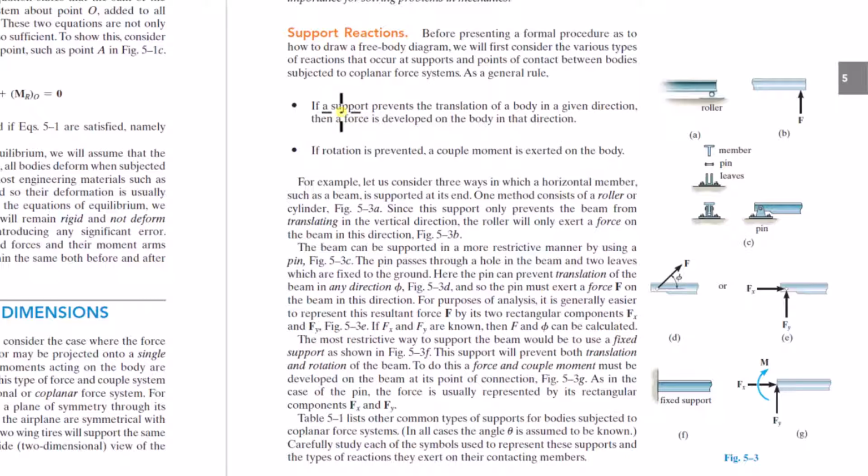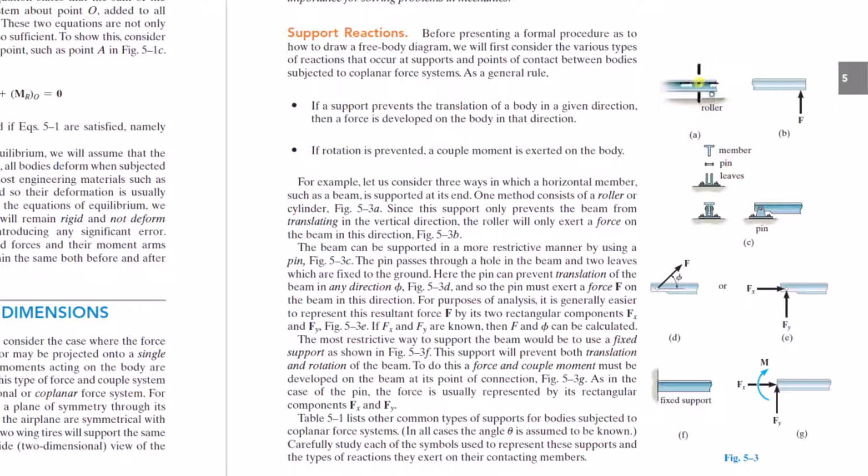You say, if the support prevents the translation of a body in a given direction, then a force is developed on the body in that direction. If rotation is prevented, a couple moment is exerted on the body. Okay, so looking here, this roller doesn't prevent movement in this direction. It doesn't prevent movement in this direction either. It only prevents movement in this direction. So there's a force in that direction, and there's going to be no component of this force. This force can't be at an angle because it can't resist motion in this direction.